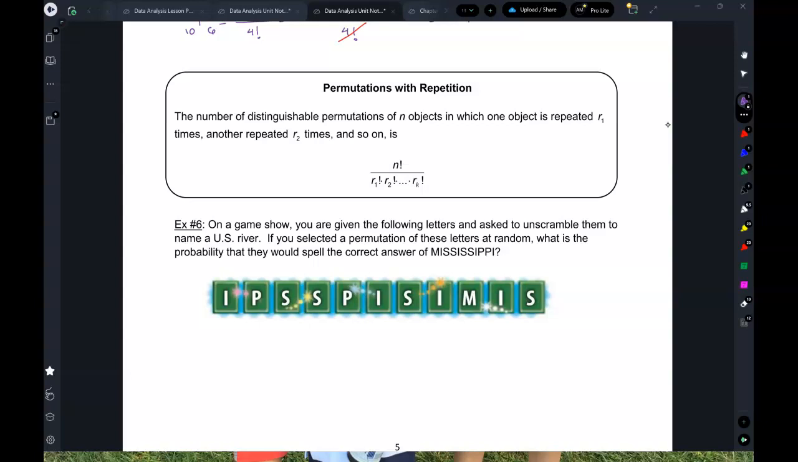Okay, so all this was way too simple. So let's complicate things a little bit. What if there are permutations with repetition? Oh no, you don't even know what that means yet. The number of distinguishable permutations of n objects in which one object is repeated r1 times, another object is repeated r2 times, and so on, is this. So this is the formula.